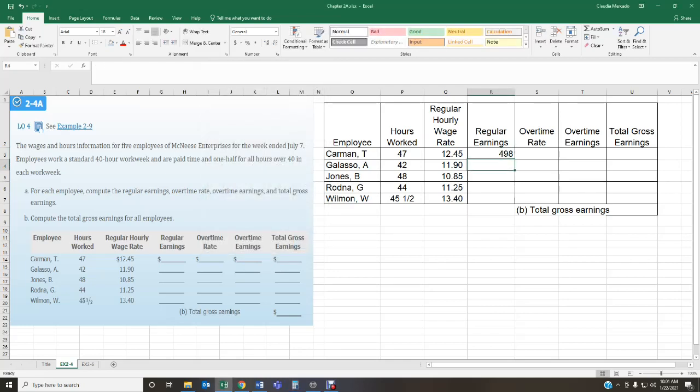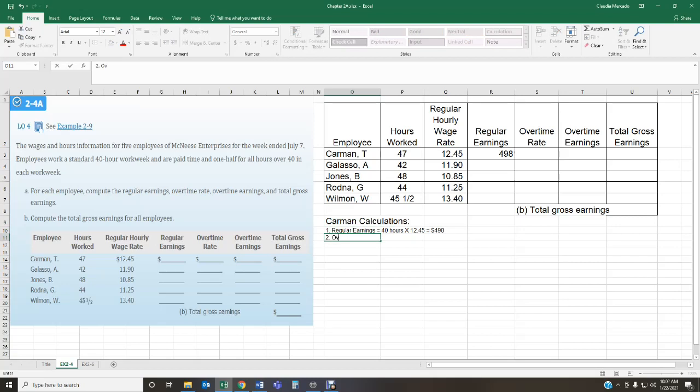So what we did is we got the 40 hours times the 12.45. Okay. You know what? Let me just put a little notation here. Okay. That way we know how we calculated. And I'm just going to do this one for the first one, okay? So the regular earnings were 40 hours times the 12.45. And that gave me the 498, okay? And these are Carmen calculations, okay? That way we know how we got the numbers for Carmen. And then you can just follow along for the rest, okay?